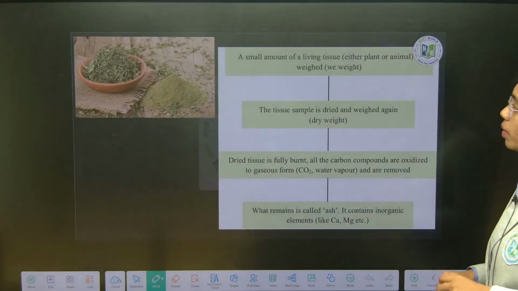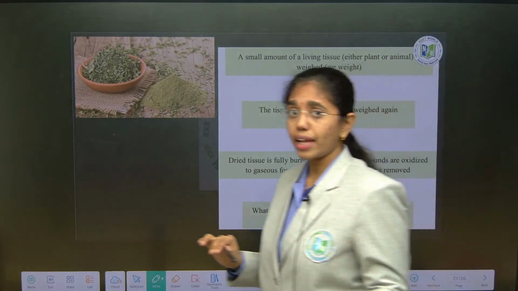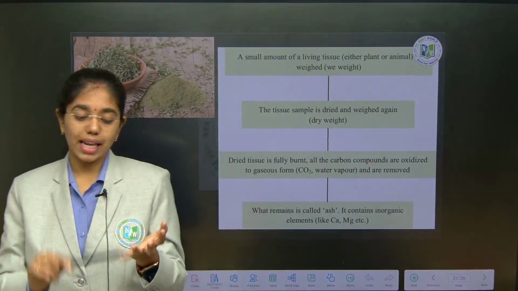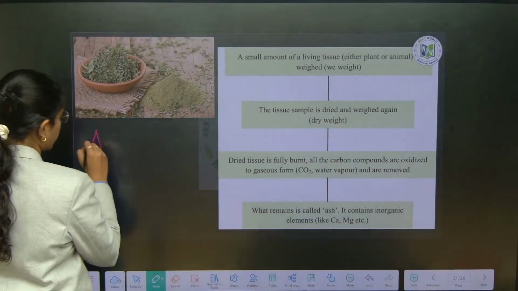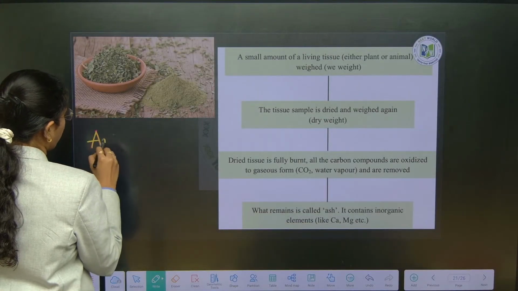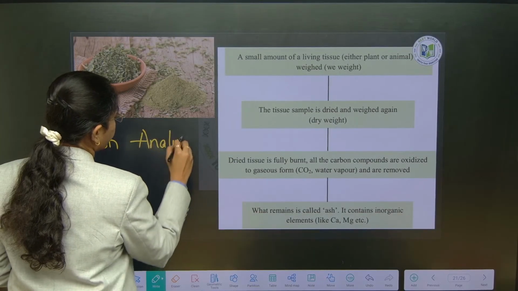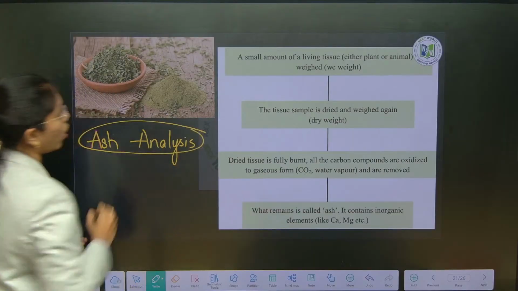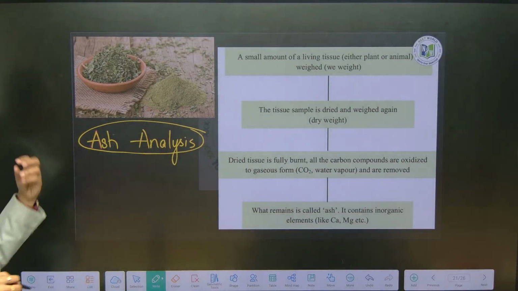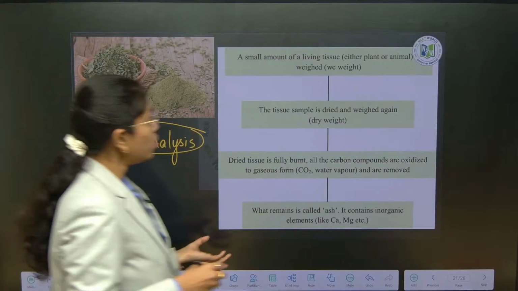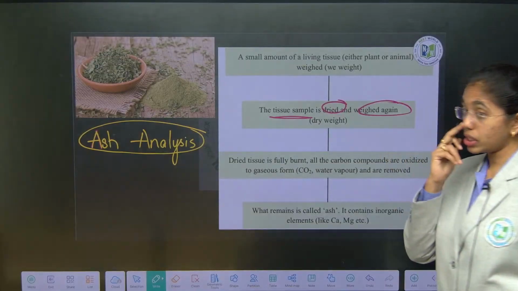Next we will move on to identifying the dry weight. How will you get the dry weight of the components? You have done elemental analysis and chemical analysis; now ash analysis. How is ash analysis performed? A small amount of living tissue, either plant or animal, is weighed. This tissue sample is dried and weighed again.